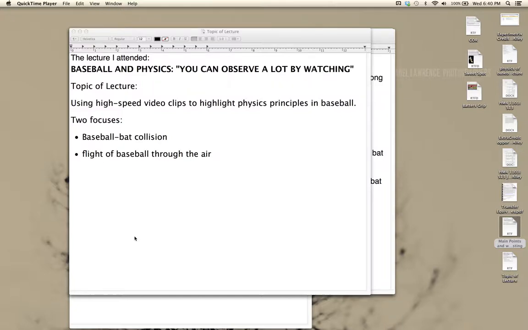Credit video report. The lecture I attended was baseball and physics. You can observe a lot by watching. The topic of this lecture was using a high-speed video clip. You can highlight the physics principles in baseball. And the two main focuses were the baseball and bat collision and the flight of a baseball through the air.